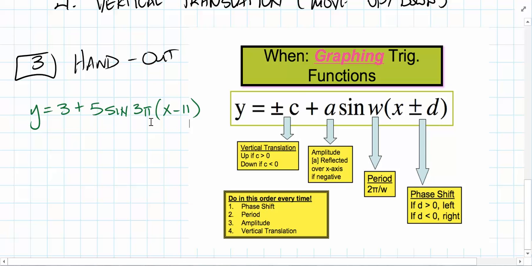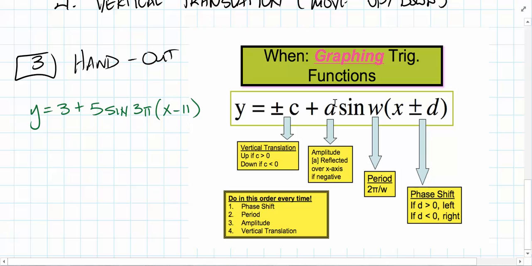The C part, the plus or minus C, notice there are 4 things here and there are 4 transformations. Each one of those variables is responsible for one of the transformations. The C part out here, if you're adding a value to your function, means you're going to move up or down, depending on whether it's positive or negative. So up if positive, down if negative.